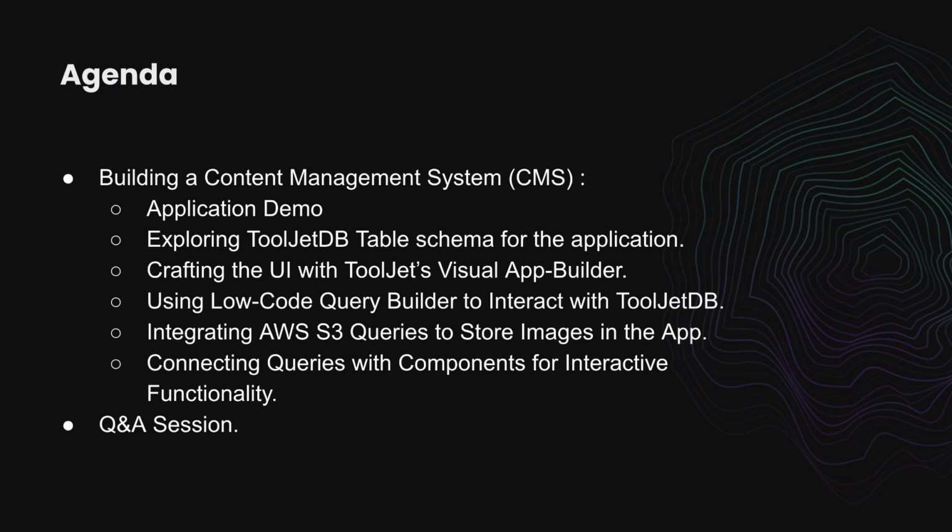We'll be starting the session with a quick demo of the application that we are going to build, and then we'll explore the table schema of CMS. Then we'll jump onto the ToolJet's app builder to start building the UI. Then we'll be creating queries for ToolJet database and AWS S3 for storing the images. And we'll be opening the session for Q&A at the end.